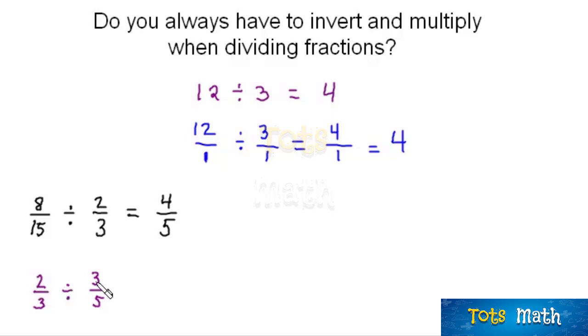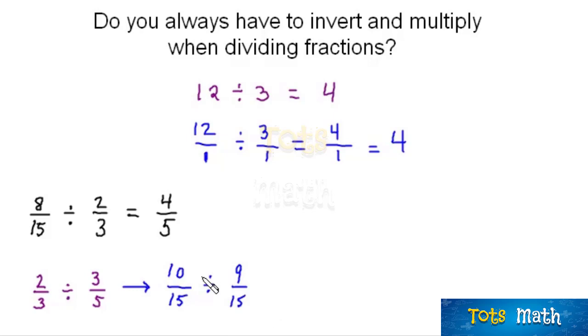Well, 2 is not a multiple of 3, and 3 is not a multiple of 5. So I can't divide directly like I did in this example. Let's see what happens if I find a common denominator and change each fraction into an equivalent one with the new common denominator. Well, a common denominator for 3 and 5 would be 15. So we're going to change 2/3 into 10/15, and 3/5 will become 9/15.